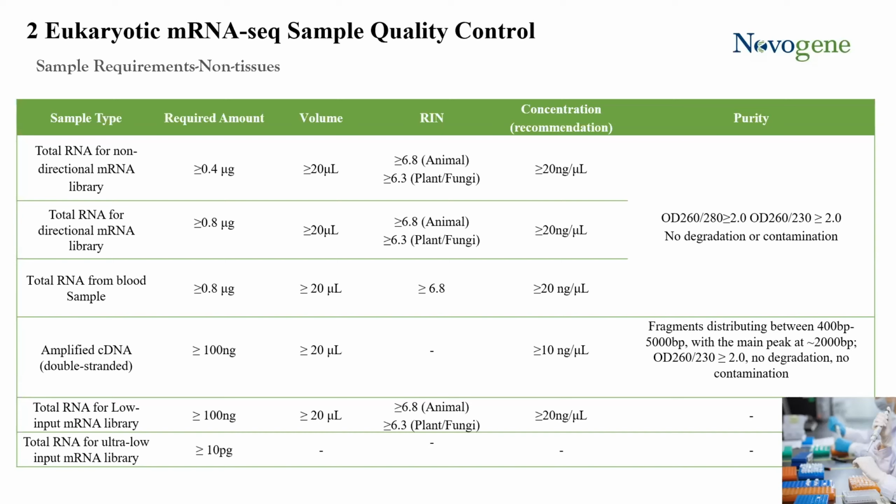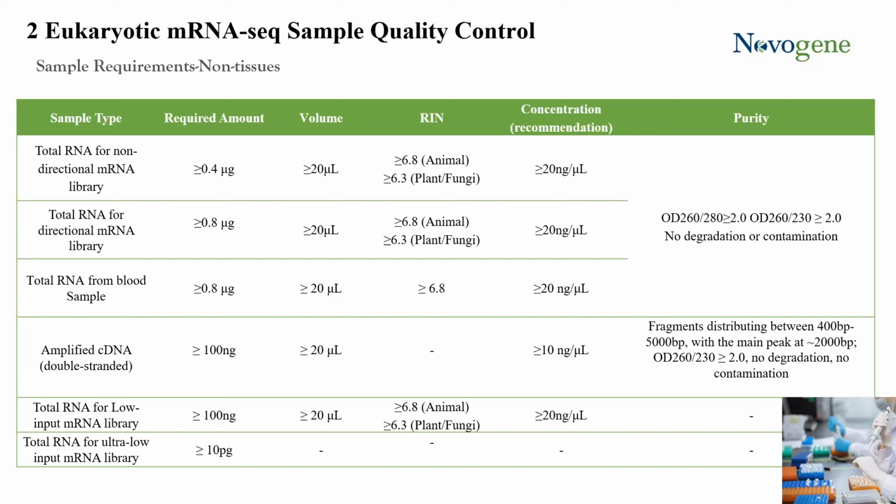If it's total RNA from blood, you always need at least 800 nanogram too. In case you don't have enough RNA, we understand it's not always easy to extract the RNA you want from different tissues, but we have different pipelines for low input and ultra low input mRNA library preparation. For low input, you can go down to 100 nanogram RNA. For ultra low input mRNA library, you can go down to 10 picogram.